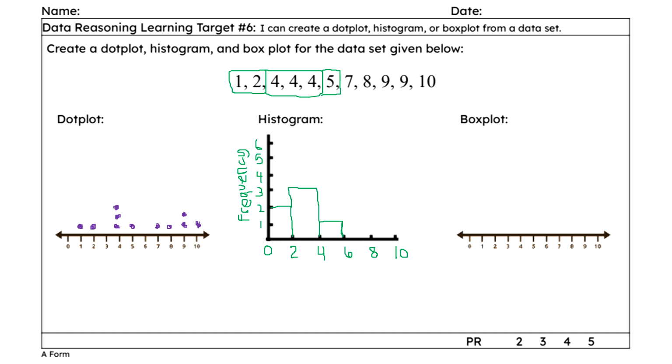And then my next one goes from more than 6 to 8. More than 6 to 8, I believe I have 2 numbers there, including 8. So this one's going to go up to 2.